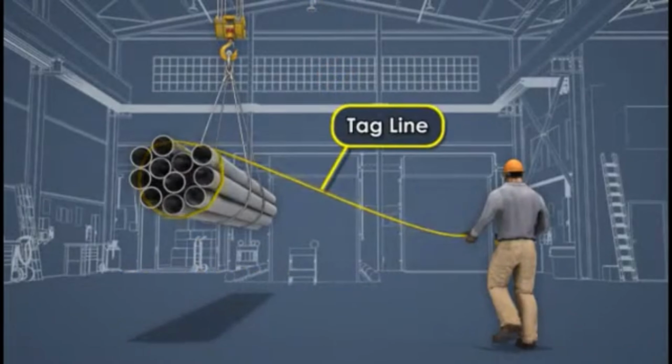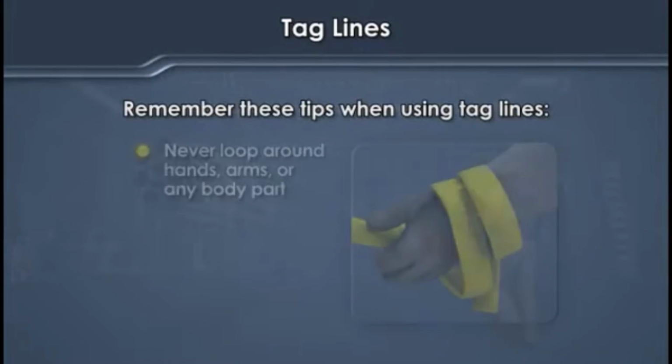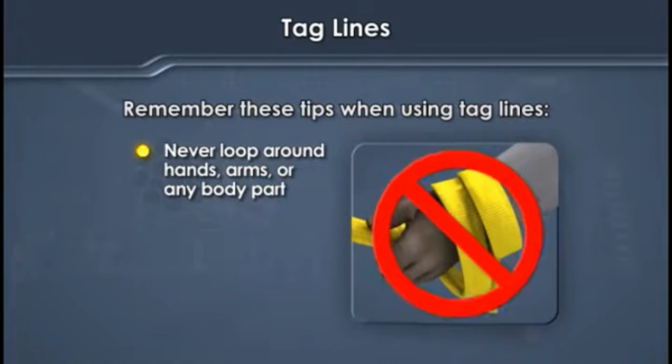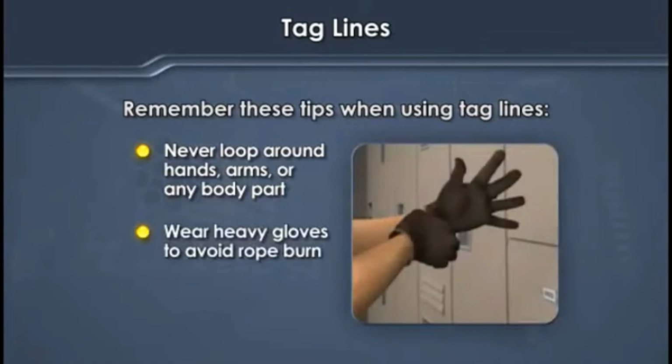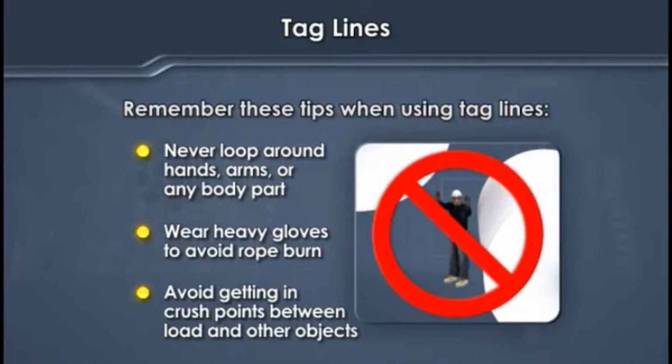Tag lines can be used to stabilize the load during movement and to prevent the hoist rope or sling from getting twisted. Remember these tips when using tag lines. Never loop the line around hands, arms, or any body part. Wear heavy gloves to avoid rope burn. And avoid getting in potential crush points between the load and other objects.